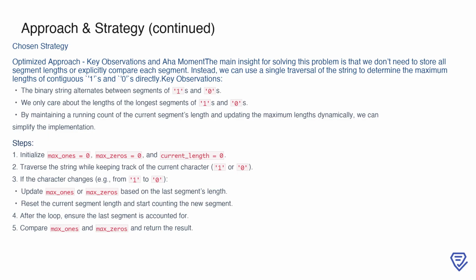When the character changes, say, from 1 to 0, you update the maximum for the previous segment, reset the current length, and start counting the new segment. At the end of the traversal, you account for the last segment and perform the final comparison between max_1s and max_0s to determine the result. This streamlined approach eliminates redundant checks and makes the implementation much cleaner.